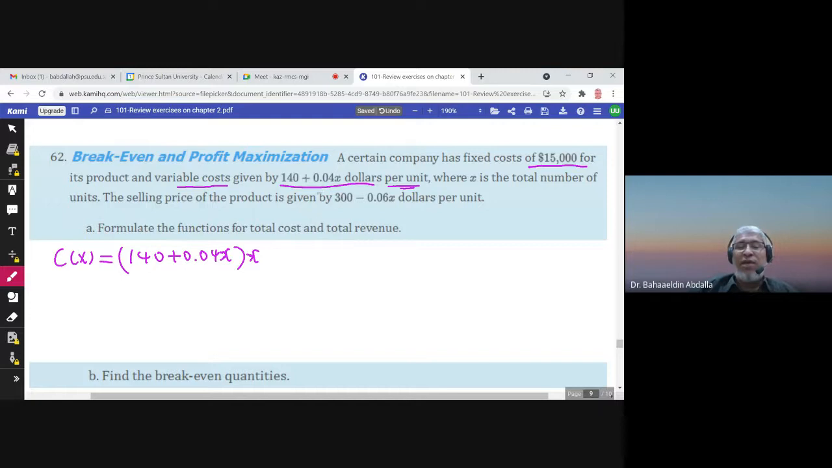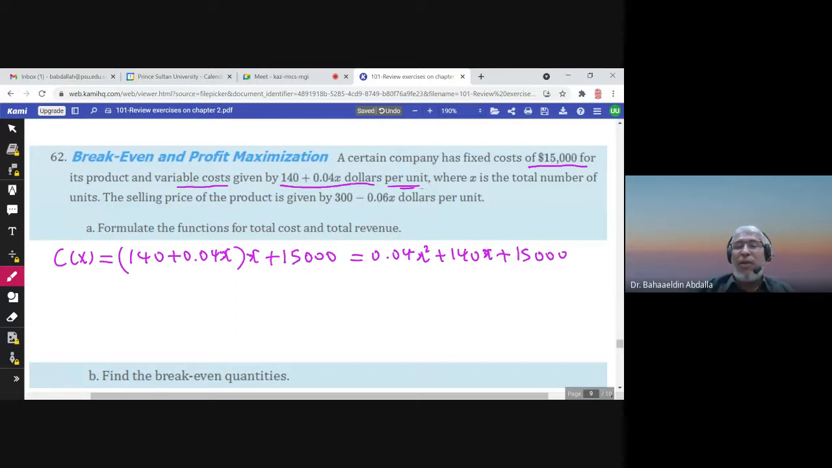But now here, the cost price is given with x. So this is the cost price. So you multiply by x, plus the fixed costs, which is 15,000. So I can write it as 0.04x squared plus 140x plus 15,000. This is the cost function.